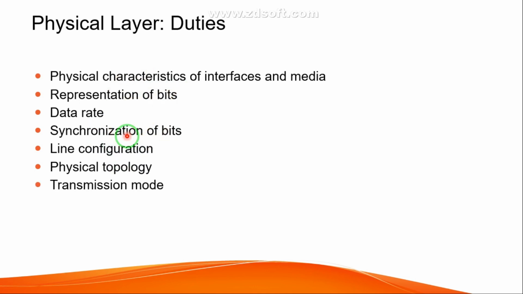And then your transmission mode. Transmission mode in the sense of whether your communication is simplex, that is just the sender is going to send the data, like your radio or television system, or it is half duplex, that is, transmission and reception are both there, but not simultaneously, like your walkie-talkie. Or it could be full duplex, that is, both sender and receiver can send and receive the data simultaneously.